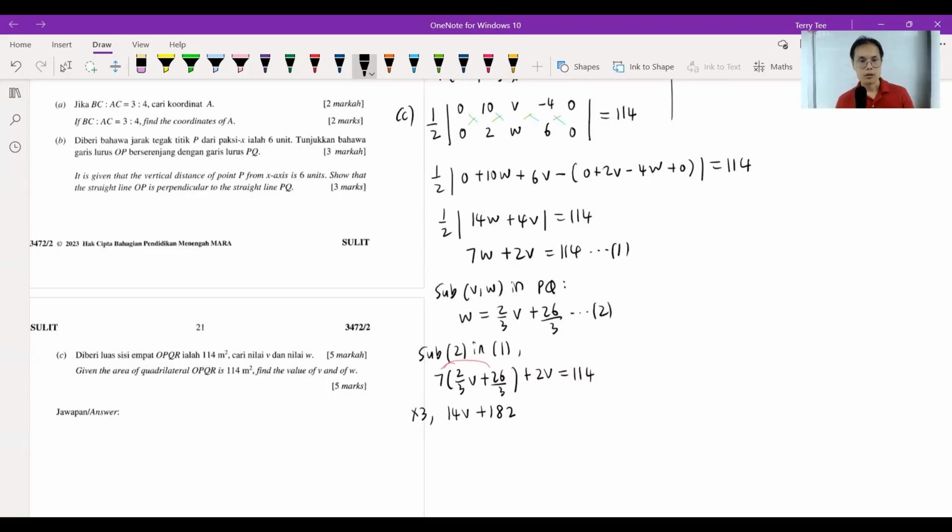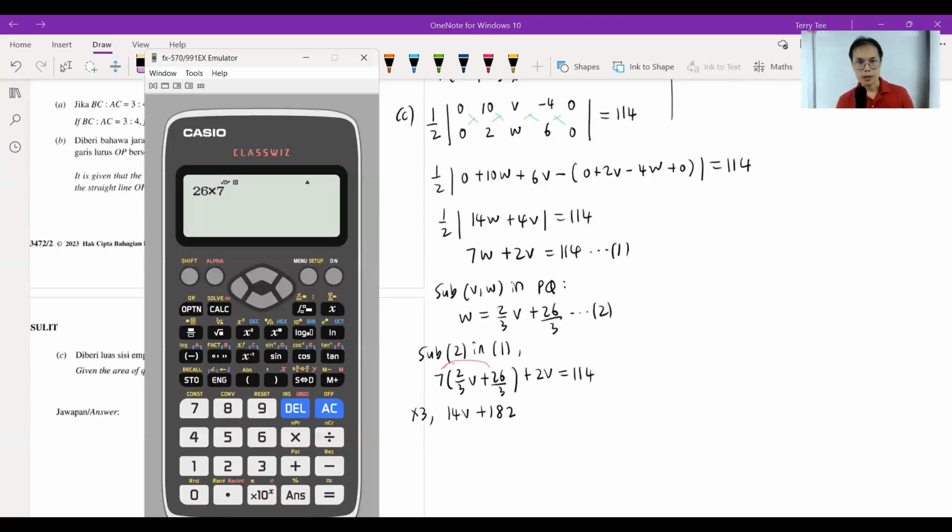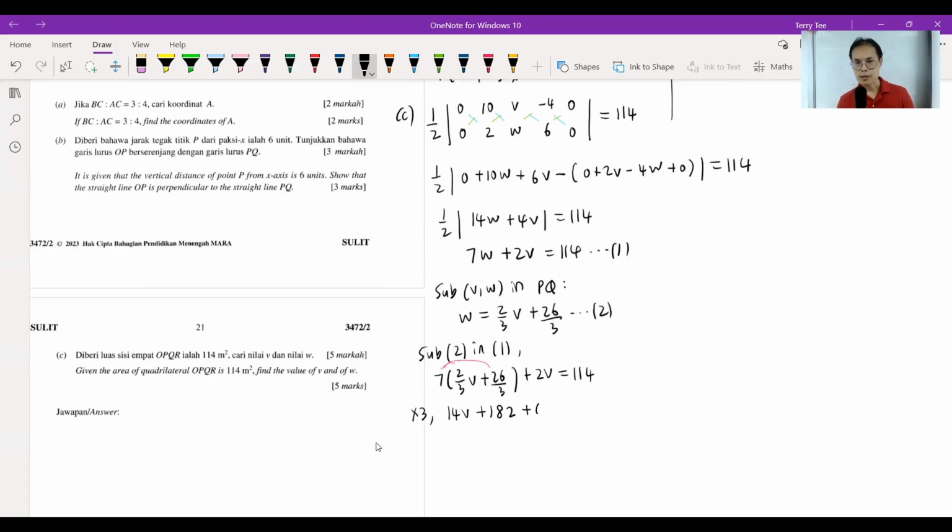26 times 7, 182. Then you add 2 times 3, 6V. 114 times 3, 342. So add them up, this is 20V. The 182, I bring to the right. 342 minus 182 is 160. So your V is 160 divided by 20, V is 8.